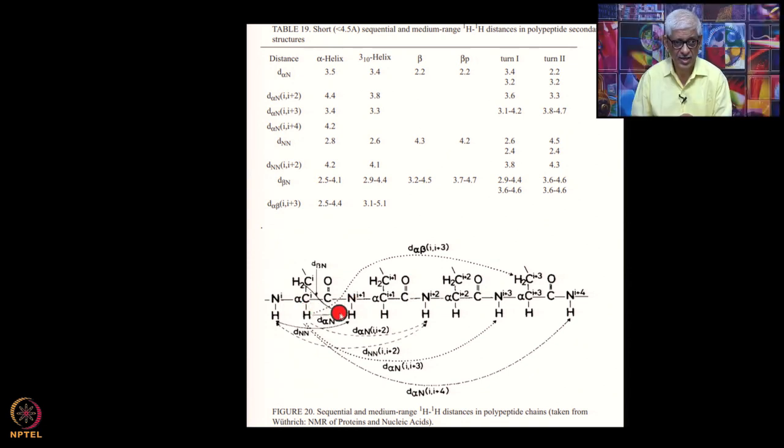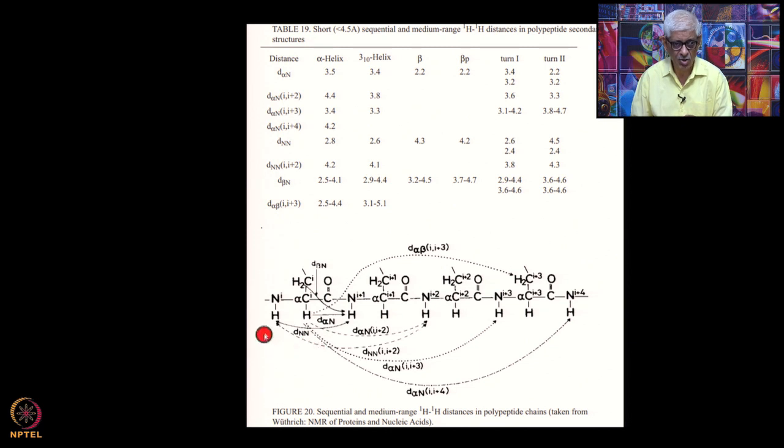Whereas the NN connectivity can go either way, from here to here or from here to here as well. The alpha N and the beta N connectivities are only to the residue previous to the amide proton you are looking at. So you will see i plus 1 to i only for the alpha N and the beta N.